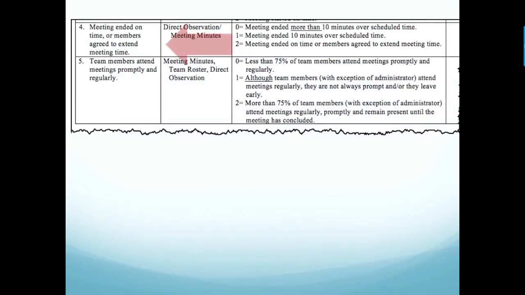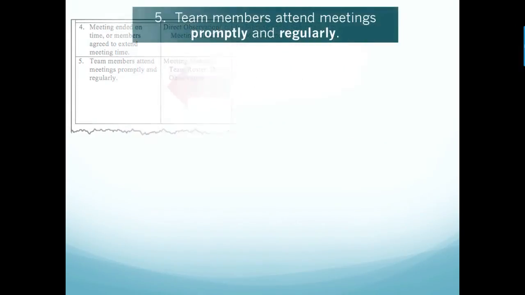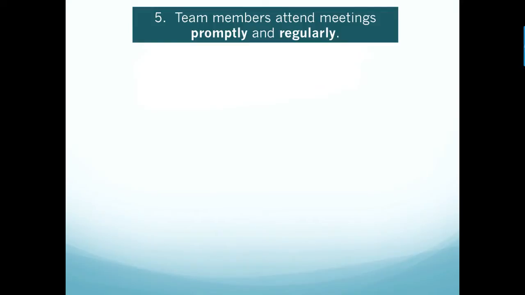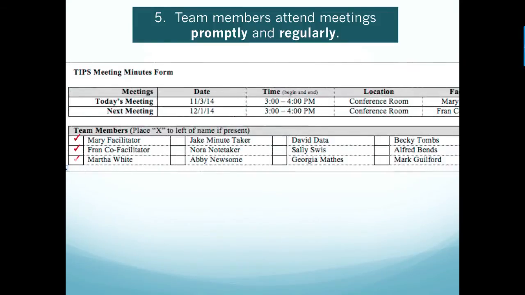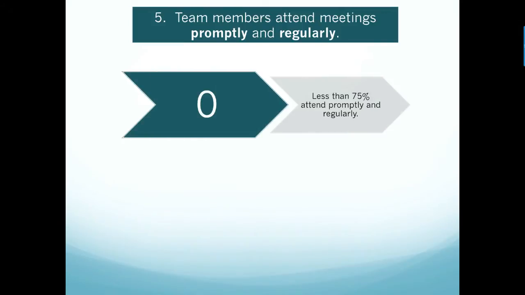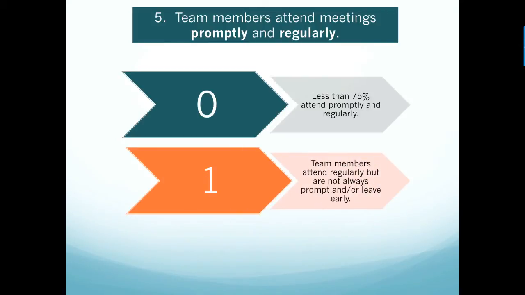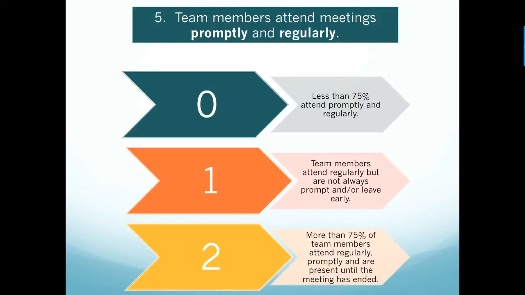Let's turn to item number 5. This is going to look at the attendance at meetings, with the item stating that team members attend meetings promptly and regularly. You can look at your TIPS meeting minute form to gather data and information about this item, and then score it as a 0 if 75% of your team members do not attend promptly and regularly. A score of 1 is going to be that team members attend regularly, but they're not always on time and often leave early. And a score of 2 is going to reflect that more than 75% of your team members attend regularly and promptly, and they stay until the meeting has ended.